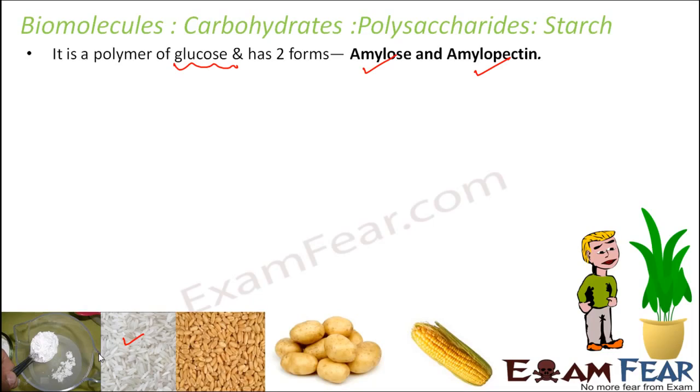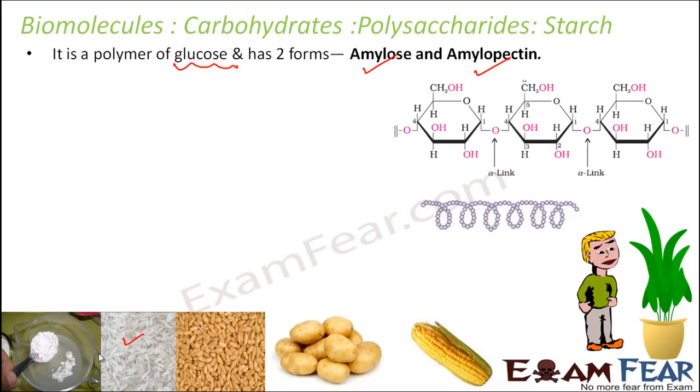Now there are two forms in which starch can exist. One is amylose and the other is amylopectin. Let us see each of them. Amylose is water soluble, and it is a linear structure, somewhat like this, as you can see here. Here glucose units are joined together linearly by glycosidic linkages. That is how they are connected. So it forms a linear chain-like structure. That is amylose.